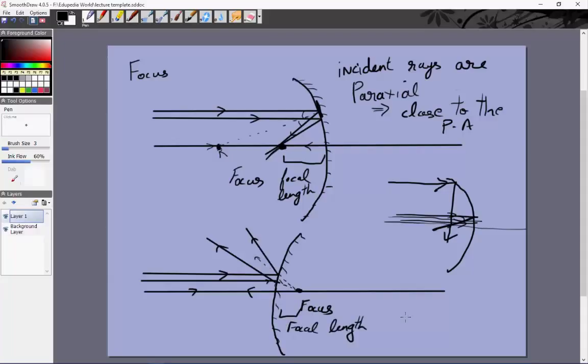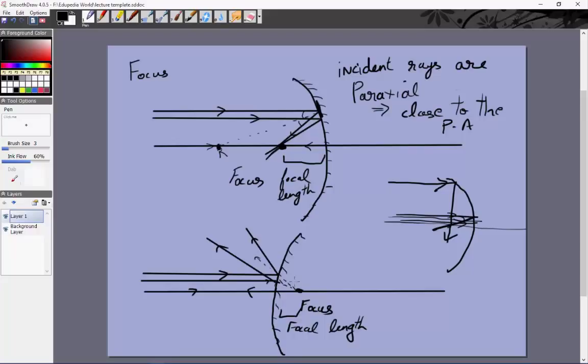Right. So for a concave mirror, incident rays which are parallel and close to the principal axis, they will actually meet at a point. They'll all meet at the same point. That point will be the focus. For a convex mirror, the incident rays which are parallel to the principal axis and paraxial, they will never intersect, but they'll appear to diverge from a point behind the mirror if we extend them. And this point will again be called the focus.